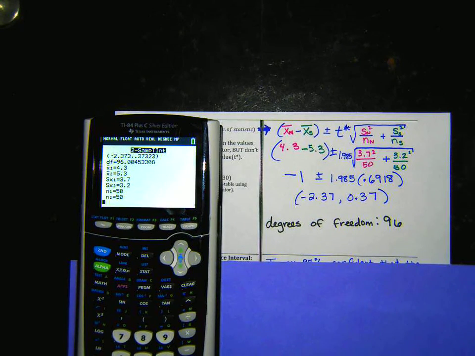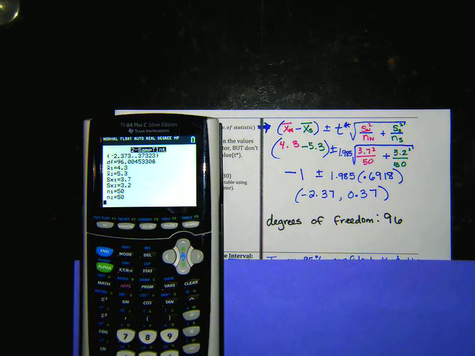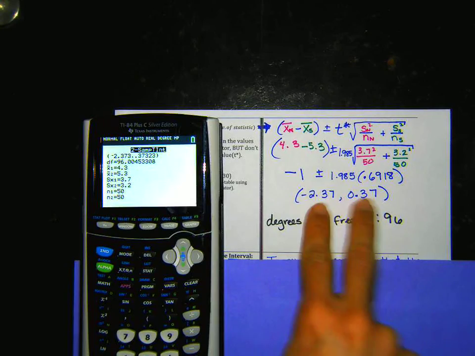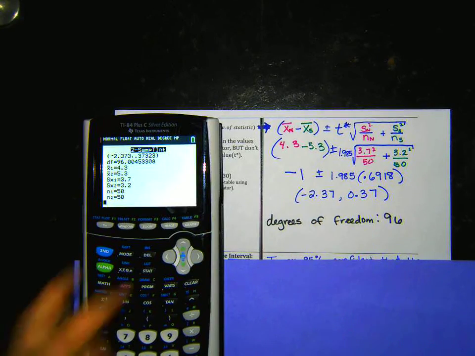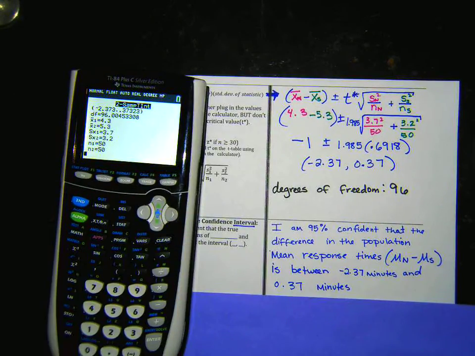Negative 2.37 to 0.37. Now, what does that mean? If I'm writing a conclusion, what does this interval mean? It means that I am 95% confident that the difference in the population mean response time, so the difference, mu of n minus mu of s, is between negative 2.37 minutes and 0.37 minutes. That the true difference in response time is somewhere between these two values.